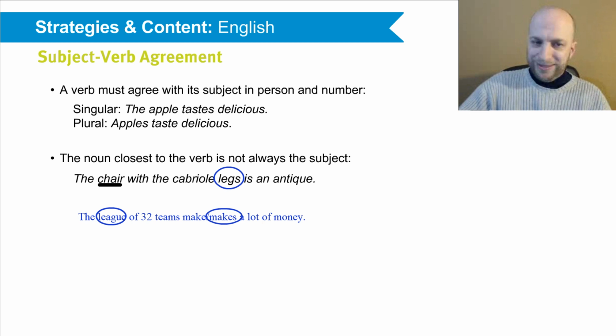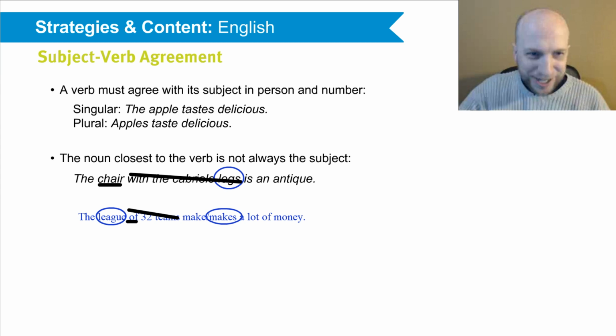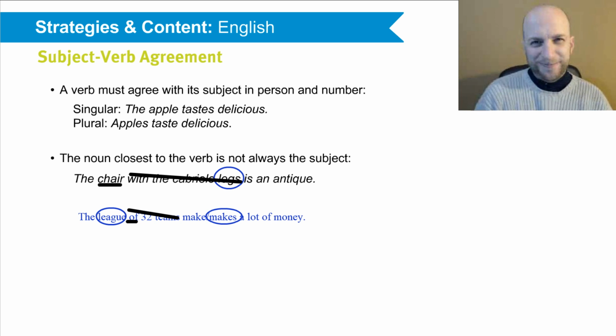So one great thing you can do on test day, as soon as you see that prepositional phrase start with an of, an at, an on, a with, is you're going to wipe it out until you see your verb. Get rid of all that information. Get rid of with the cabriolet legs. Get rid of 32 teams. Change it to the chair is an antique. The league makes a lot of money, and you're going to be ready to rock.